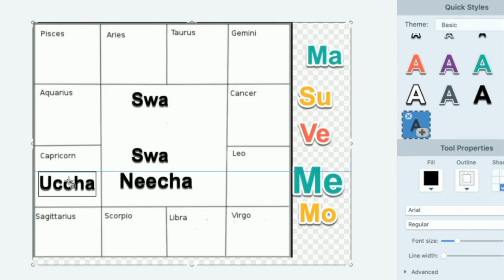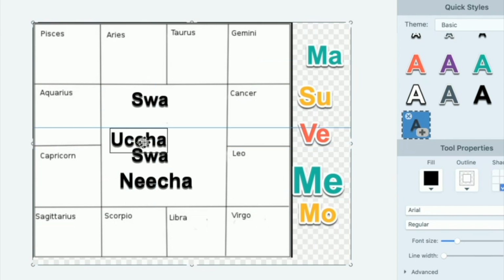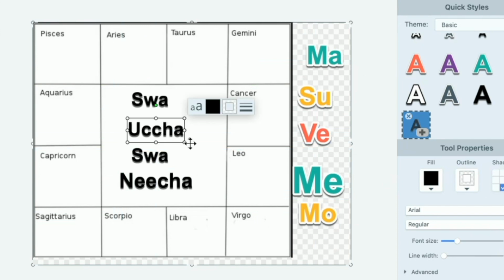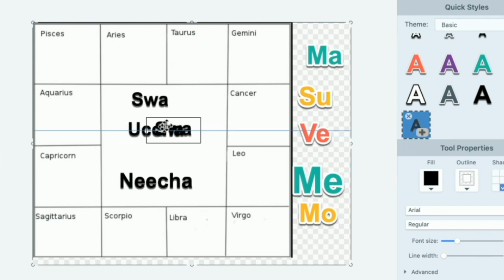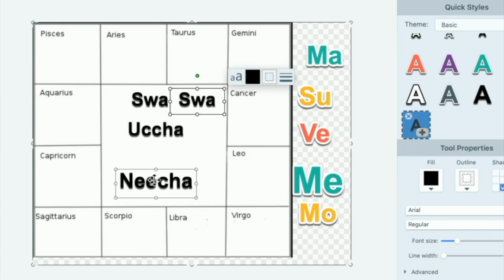Just imagine Mars is in the 10th house. It's using its drivenness for success and career. It's really good in that house. Ucha means exalted, and Nicha means debilitated. Strong and weak.